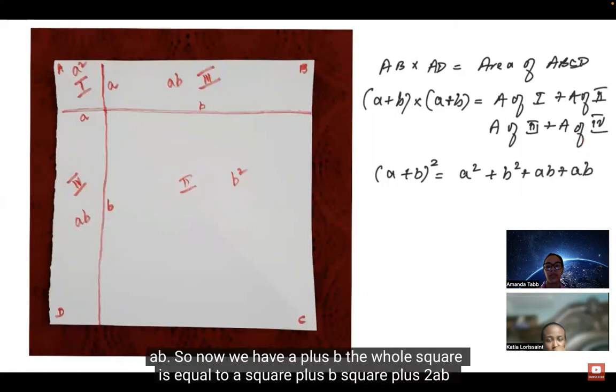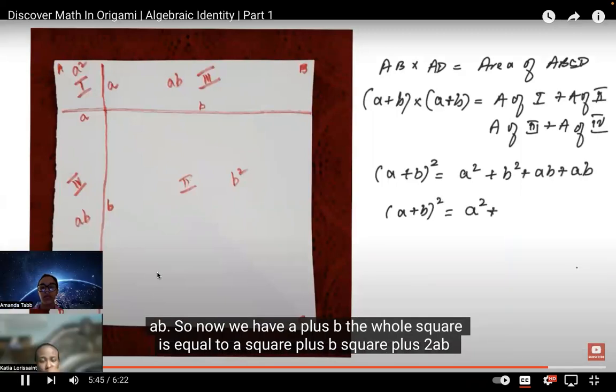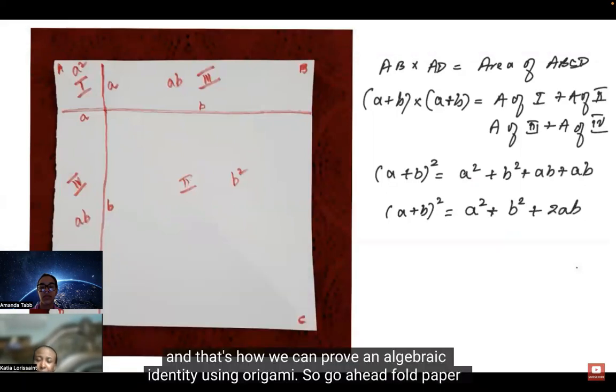So now we have A plus B the whole square is equal to A square plus B square plus 2AB. And that's how we can prove an algebraic identity using origami.